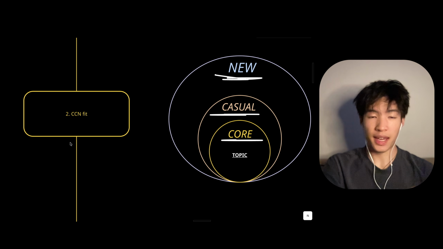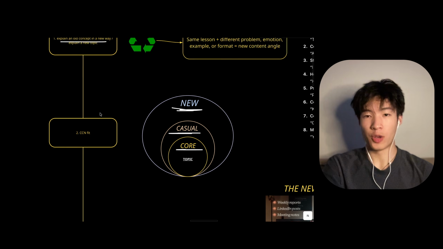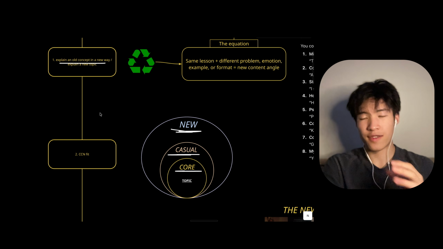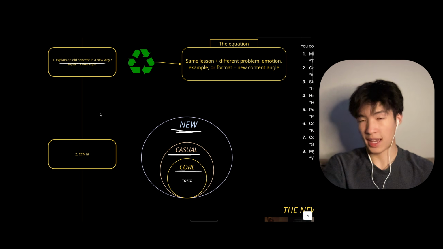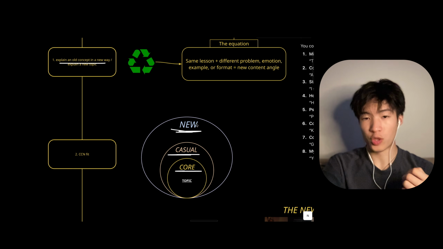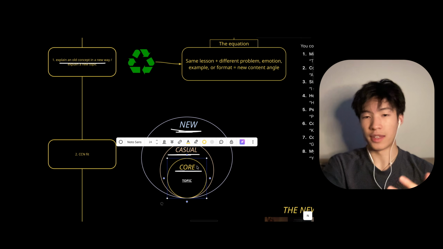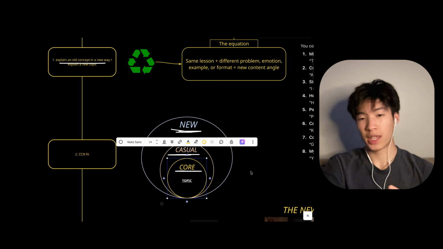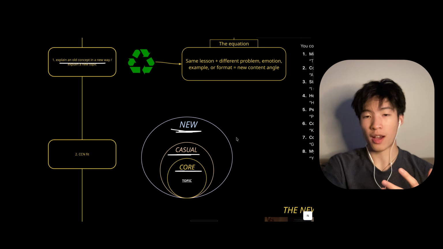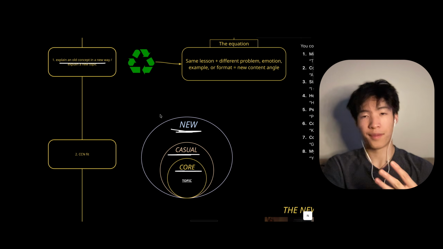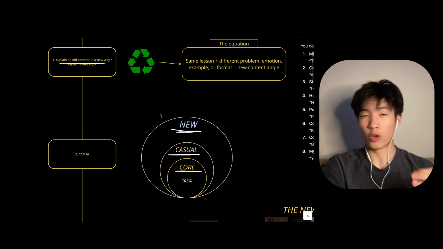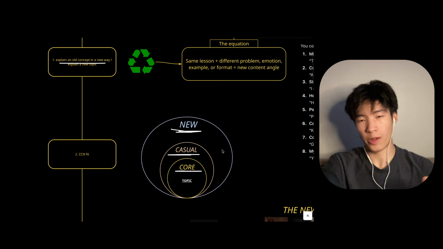And the next is CCN fit. This is very similar to the TAM framework, where the new, casual, and core audiences are kind of like the total addressable market, the serviceable addressable market, and then the people who actually buy from you. And so you see how your topic has to account for all three right off the bat in order for anyone to even listen to you.